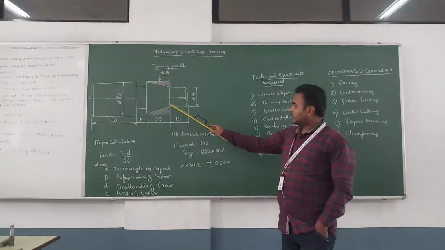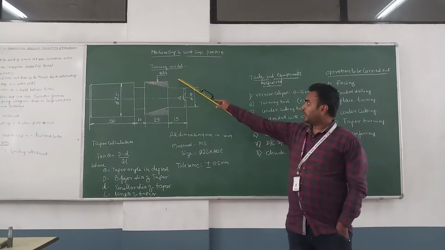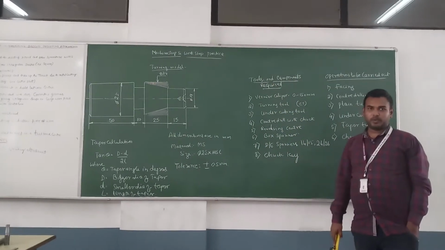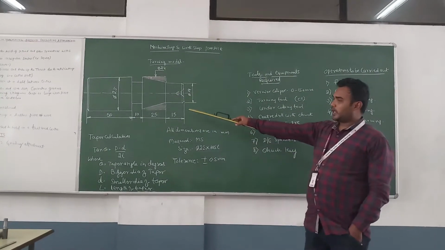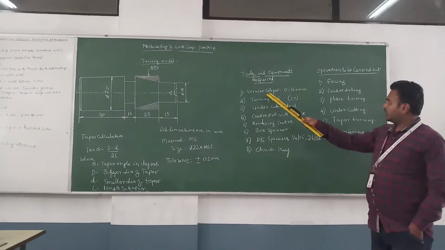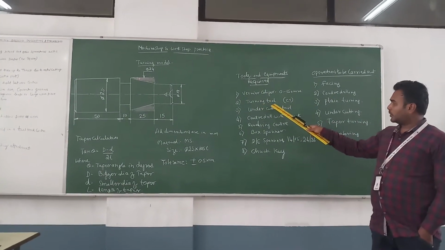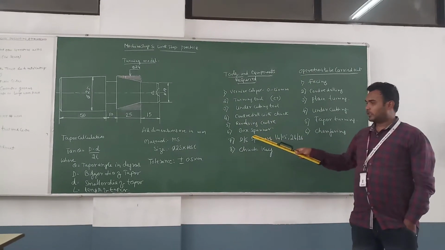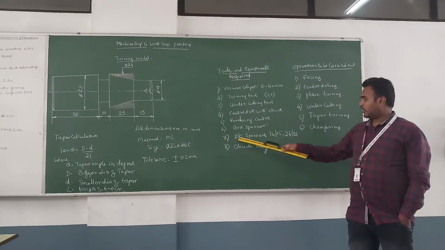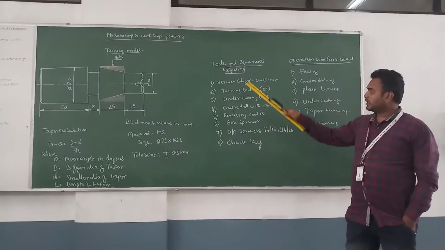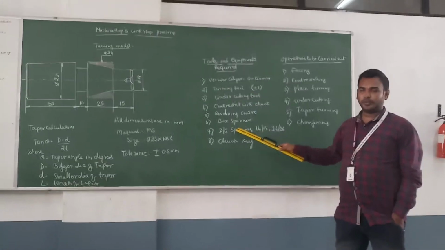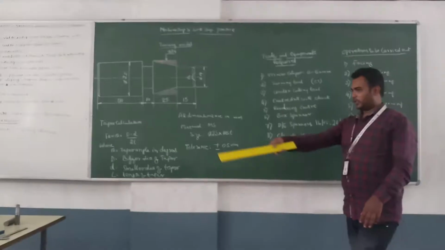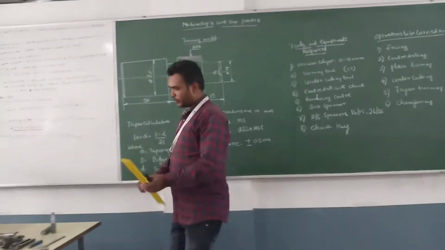Now, to make the turning model, we require some tools and equipment. What are the tools we are going to use here? That is the vernier caliper, turning tool, undercutting tool, center drill with chuck key, revolving center, box spanner, double-ended spanner, and chuck key. These are the tools we are going to use to perform the lathe model. Here we have the tools, and I will show you one by one.